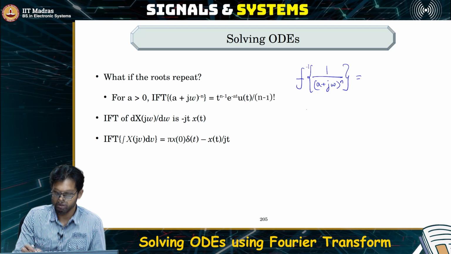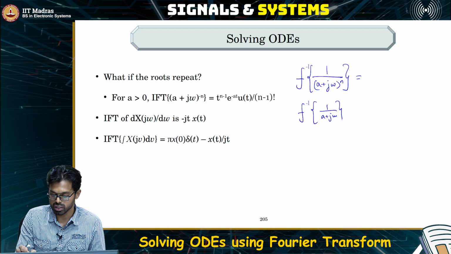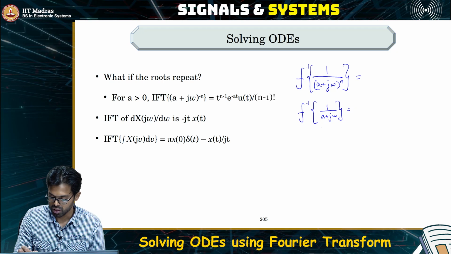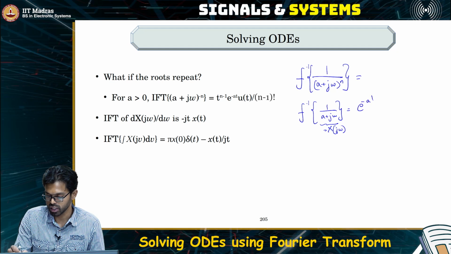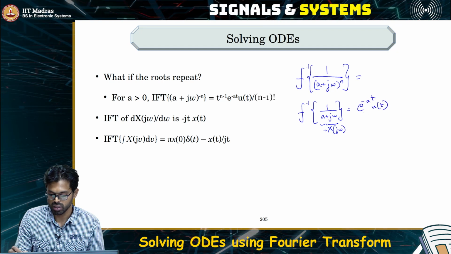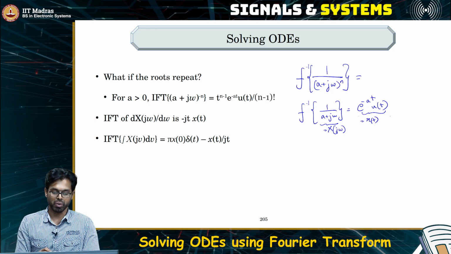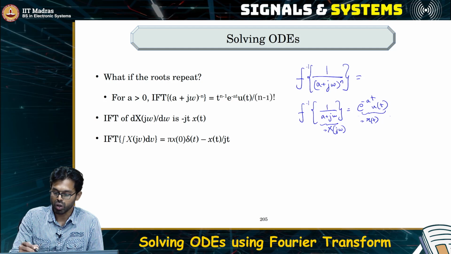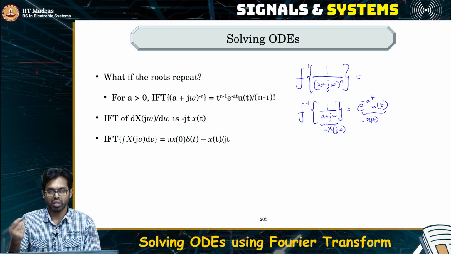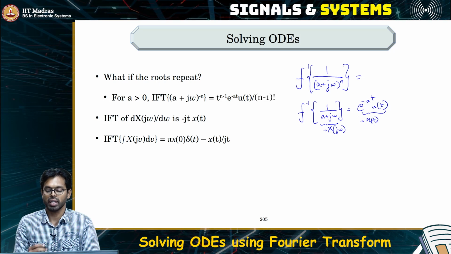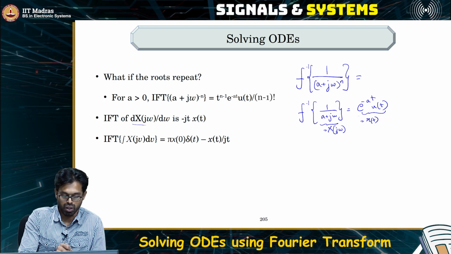So, we already know that the inverse Fourier transform of 1 by a plus j omega, let us say this is X of j omega, is equal to e power minus at u of t, this is some x of t. This relationship we already know. Now, can we find out what happens to the Fourier transform of this one? We need not actually do this integration, we can exploit the properties. So, there is a new property that we will see now.